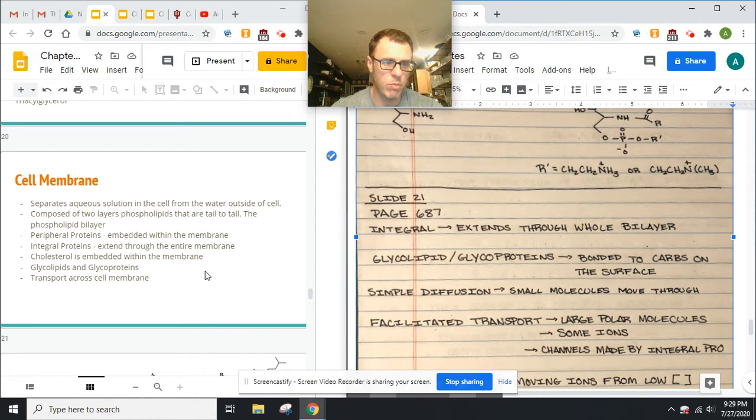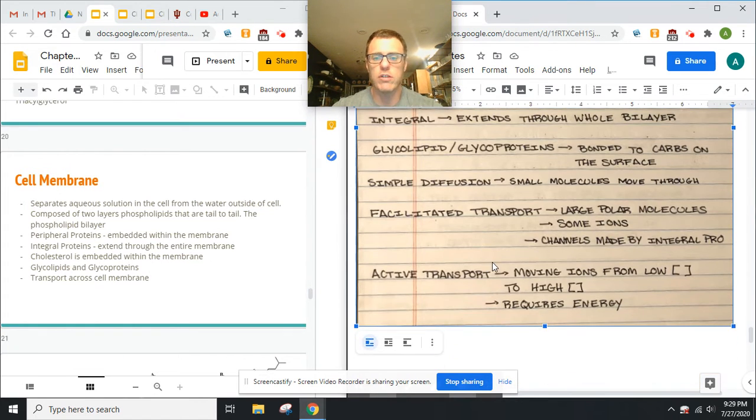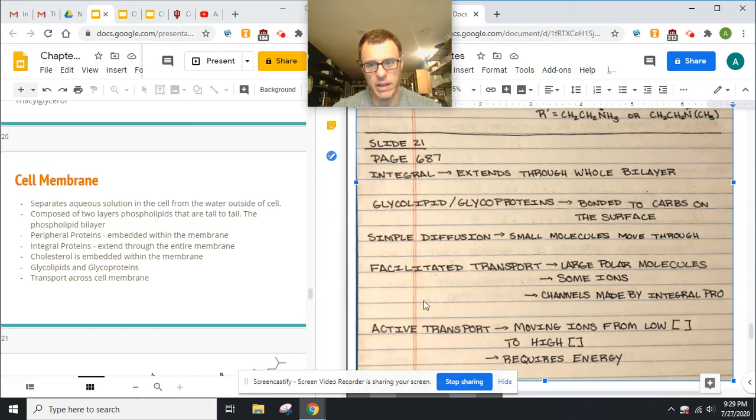Cholesterol is embedded within the membrane. There's some integral proteins. There's glycolipids and glycoproteins. But as far as moving things between the bilayer, there's a couple ways we can talk about this. Simple diffusion is for small molecules that move all the way through. Facilitated transport, this is for large polar molecules, and those integral proteins create channels for them to go through.